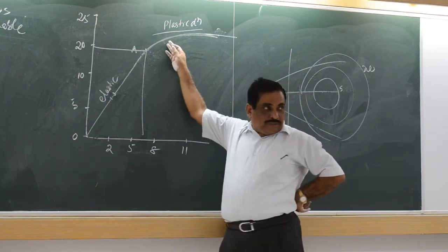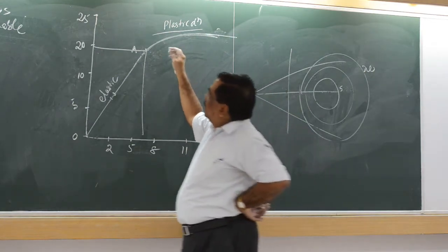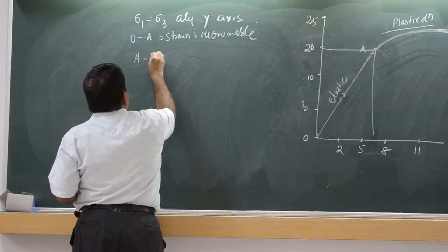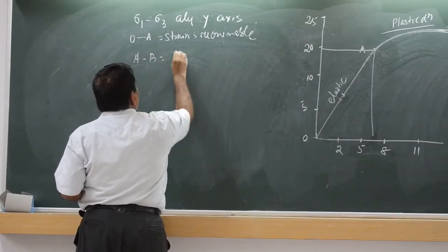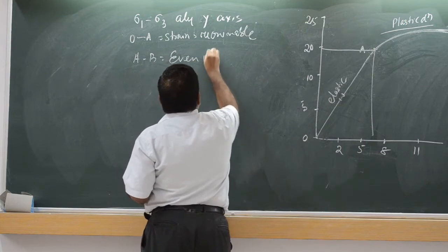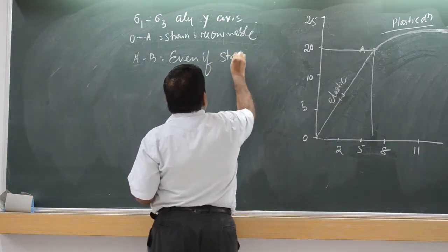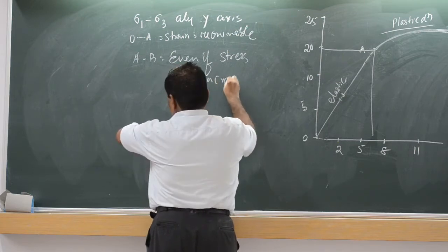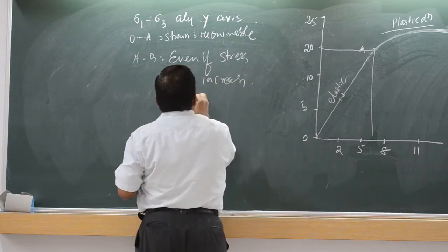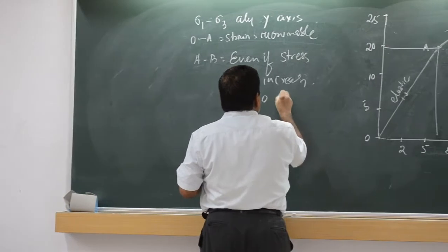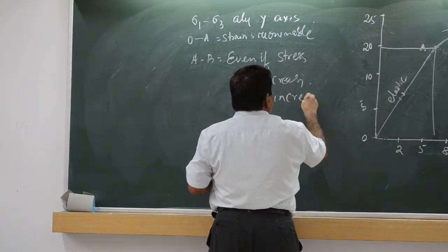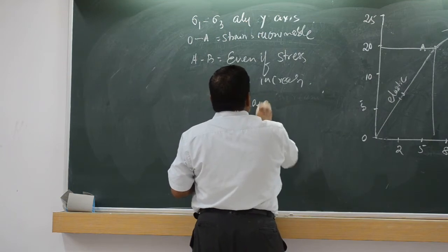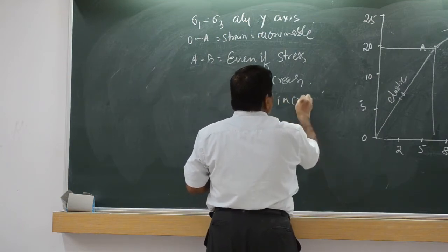So, this part of the curve says, even if from A to B, I am telling you, even if stress is increasing, there is no increment in the strength. Increasing, large increasing strain.